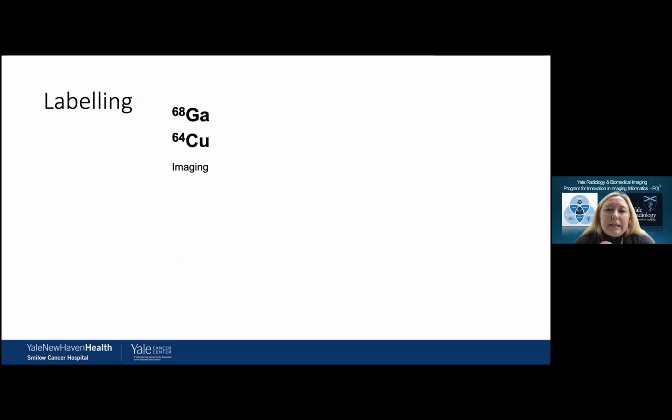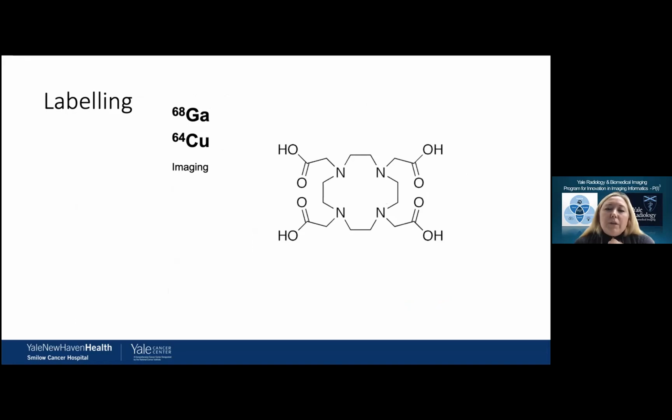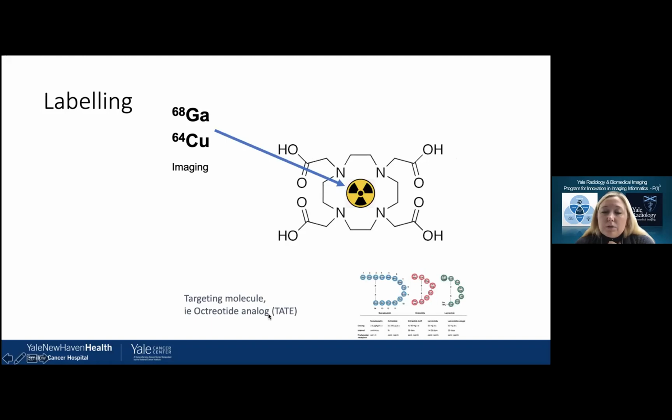So first, let's talk about labeling in chemistry. When you're thinking about PET radionuclides such as gallium and copper, which are used for imaging in PET, you cannot just give them to the patient. They're actually toxic. So you need to chelate them in a cage, and this is a DOTA cage. So you would chelate the gallium-68 in this DOTA cage. And what's really nice about this cage, it has four different arms. And to these arms, you can actually attach your targeting molecule. So in this case, it's octreotide analog TATE.